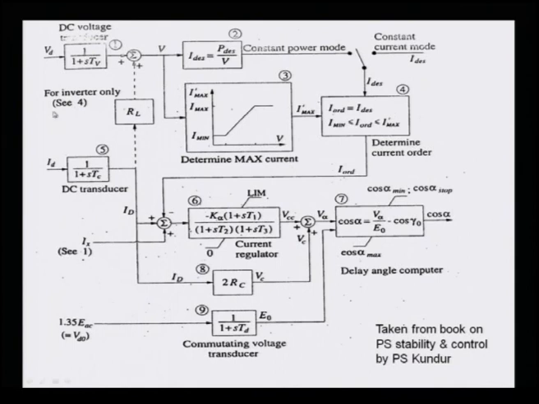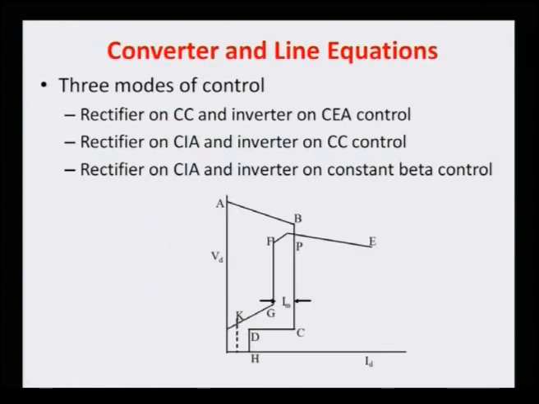So, this is complete, whether your converter is working in inverter mode or in rectifier mode. This complete block diagram is used for both. We only have to see whether it is an inverter or a rectifier. Based on that, the modes, as I said, are CC mode and so on. I already explained these modes, which one is working on which mode. The inverter can work in the CC, beta or CEA mode, so it can work in 3 modes. The rectifier can work in 2 modes, that is CC or CIA mode.